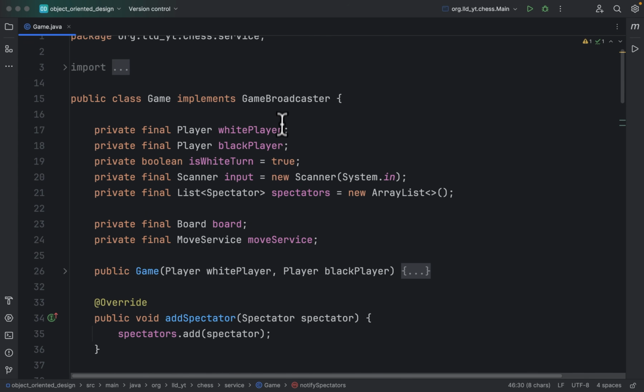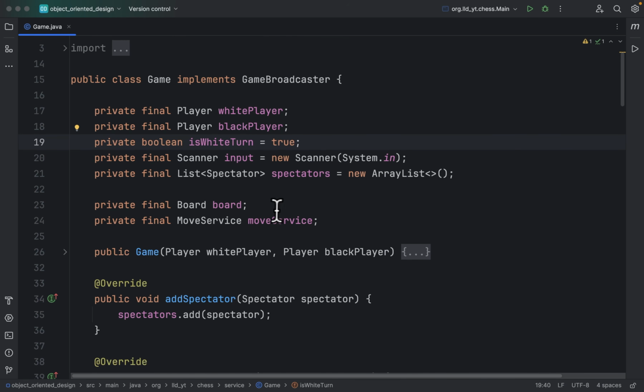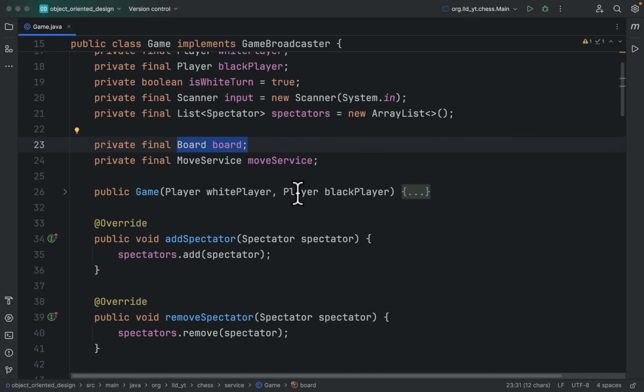Apart from that, this game would have two types of players. One is the white player, another is the black player, and we all know that the white player will be playing their turn initially. We have access to the move service because this game will have many moves, right? So all the movement would be handled by this move service. And we also have access to the board because I want to print the board after each step.